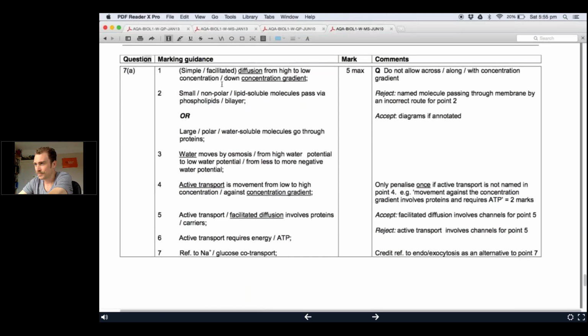Simple diffusion from high to low concentration gradient. Small non-polar lipid-soluble molecules go through the phospholipid bilayer. You can say large or polar molecules go through proteins, carrier proteins or protein channels. Water molecules move by osmosis, high water potential to low water potential. Active transport from low to high concentration, against the concentration gradient using ATP. In fact, for some reason they've separated that mark, it's down there. Facilitated diffusion involves proteins, carriers or protein channels. And then you could reference the glucose sodium co-transporter, or they can reference endo or exocytosis here.